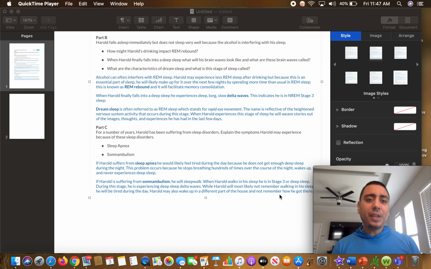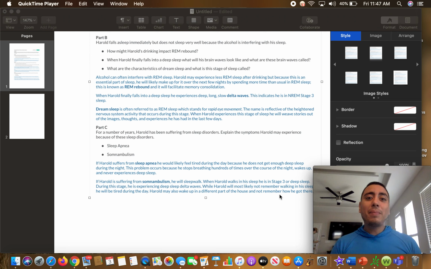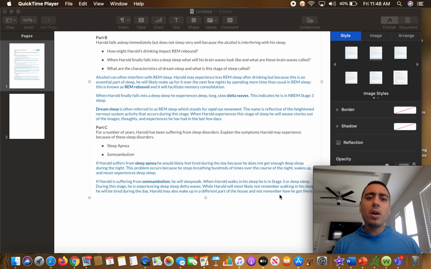Alcohol can often interfere with REM sleep. Harold may experience REM sleep after drinking, but because this is an essential part of sleep, he will likely make up for it over the next few nights by spending more time than usual in REM sleep. This is known as a REM rebound and will facilitate memory consolidation. So basically, when you do not go into REM sleep, let's say you don't sleep very well today, tomorrow or the following day, you will go into what is called REM rebound, where you stay in REM sleep a lot longer to make up for the loss of sleep the previous day. So that's why a lot of times when people abuse alcohol, they sleep so much the following day.